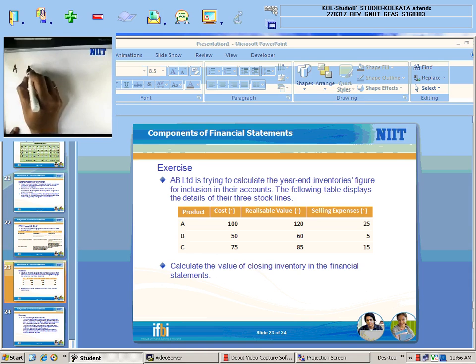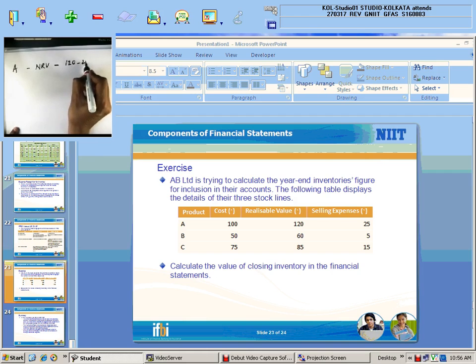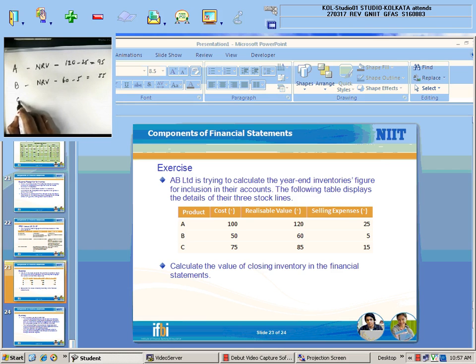For A, NRV is 120 minus 25, that is 95. For B, net realizable value is 60 minus 5. The realizable value is 60, selling expense is 5, so 55. And for item C, NRV is 85 minus selling cost 15, so 70.